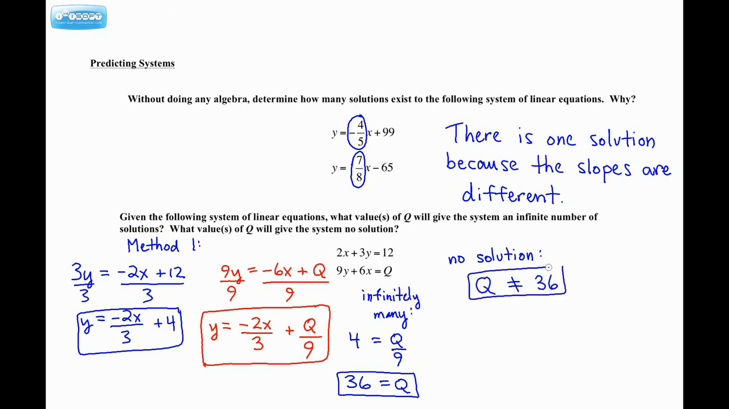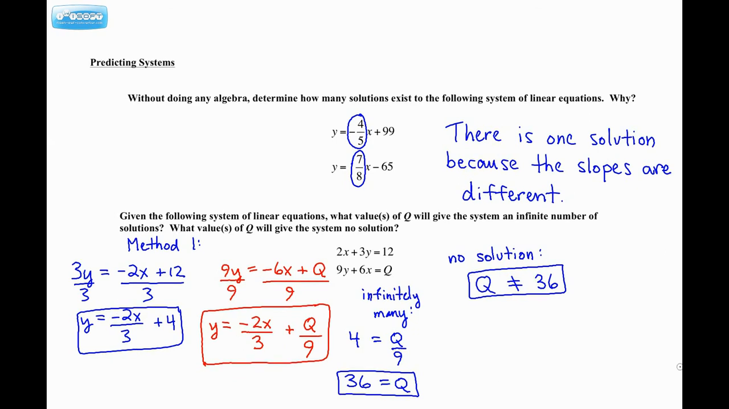Okay. So you could experiment, right? What if q was the number 18? 18 over 9, that would give me a y-intercept of 2. So these lines would be parallel, no solution. You can choose any number for q that you want, absolutely anything. As long as you don't choose 36, okay, these y-intercepts will be different. Okay, so that was actually pretty simple to answer.